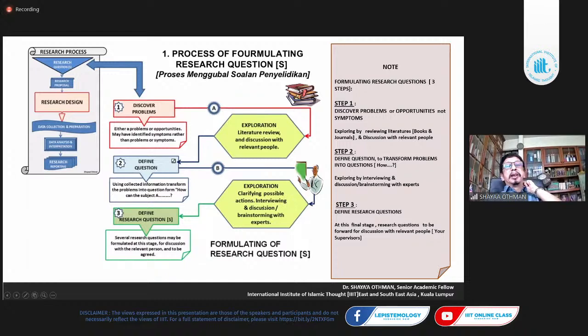Defined question, research question, particularly the research possibility. You have to redefine it and make it more solid, I will tell you later on, for your research question. Okay, these are the basic steps in formulating a research question.